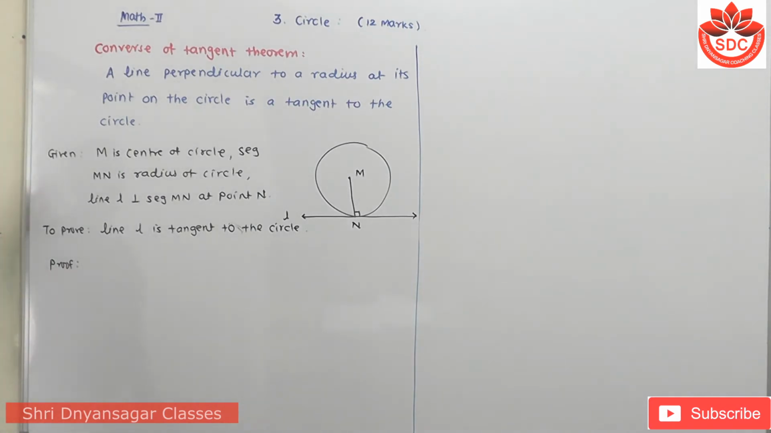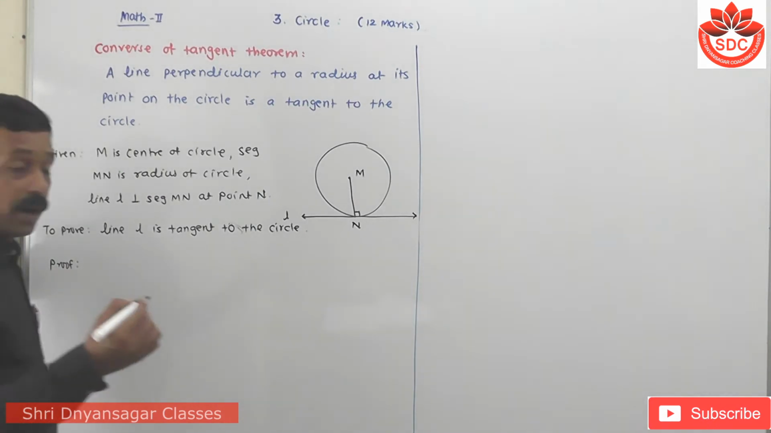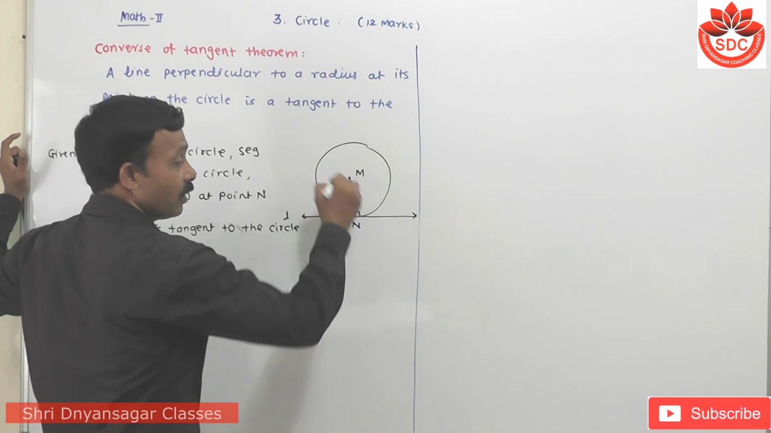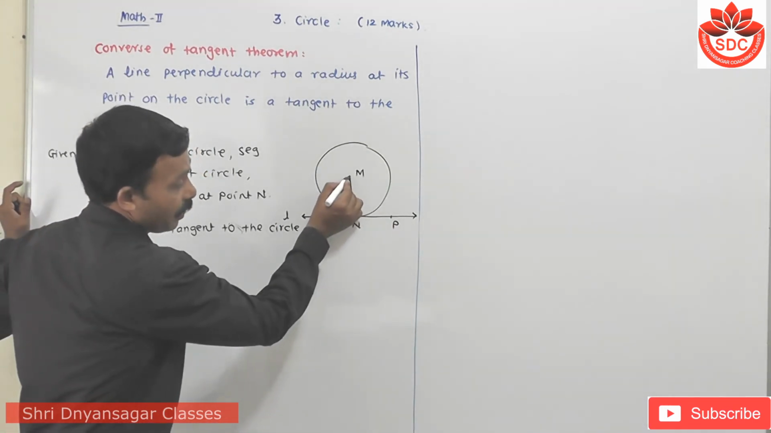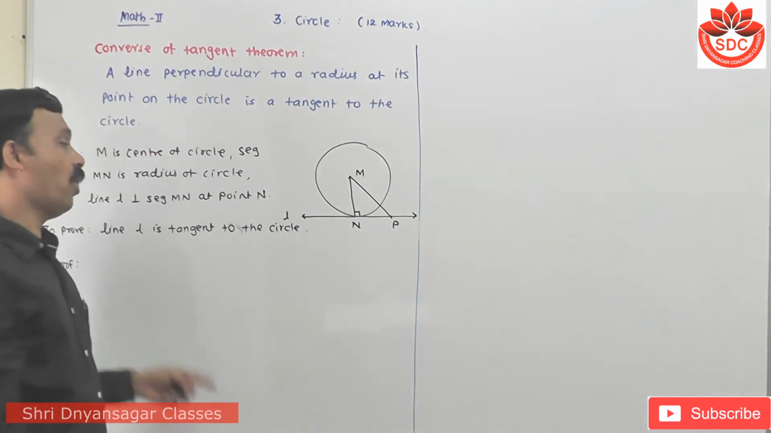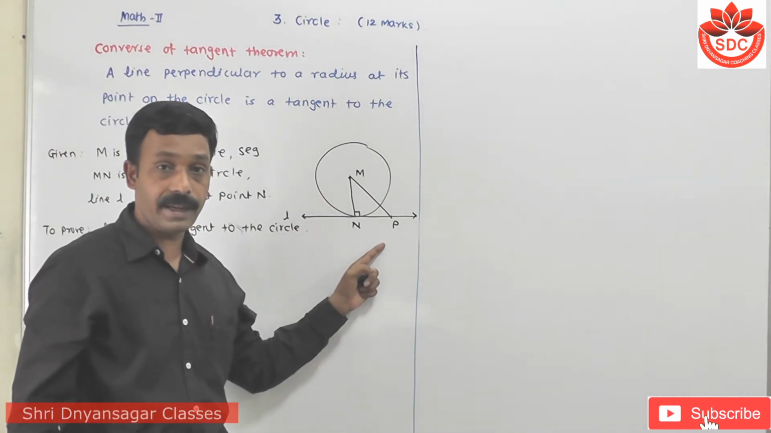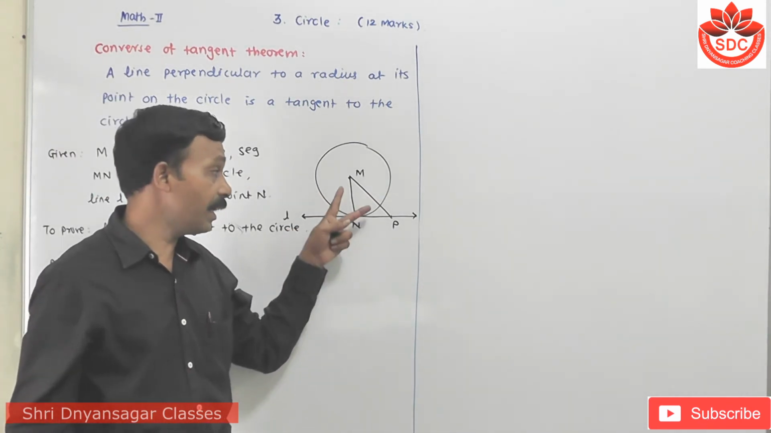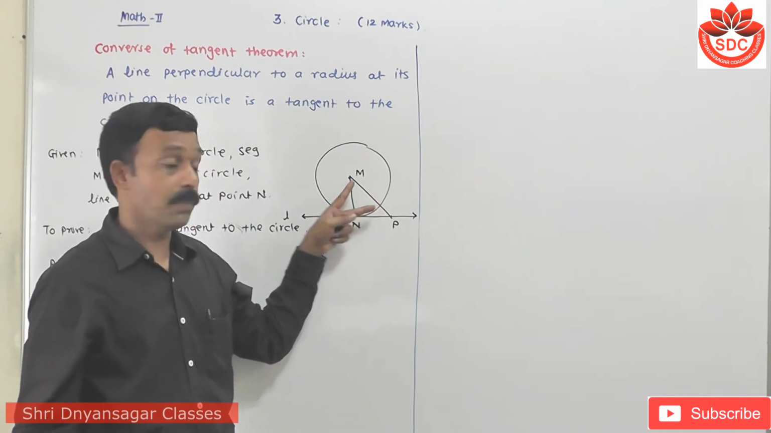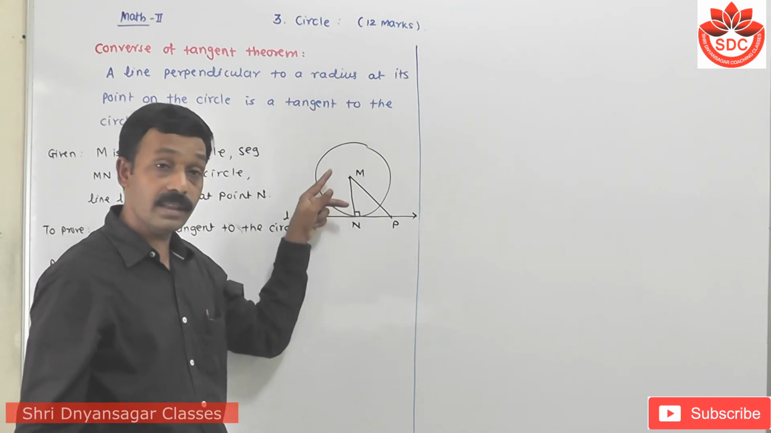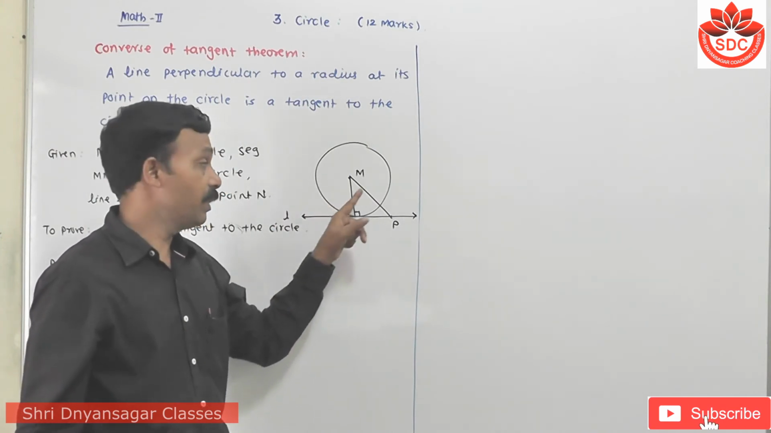Okay. For this we take any other point which does not lie on the circle. Suppose that this is the point P. We join MP also. Student, when you observe carefully, MNP is a right angle triangle. All of you know that in a right angle triangle, MP is the hypotenuse. Hypotenuse is greater than any other side, that is, MN and NP.